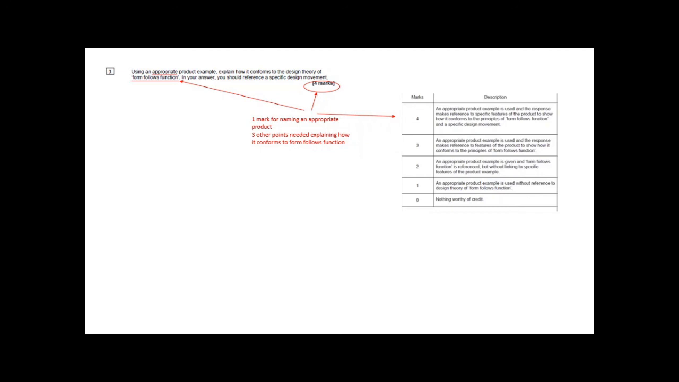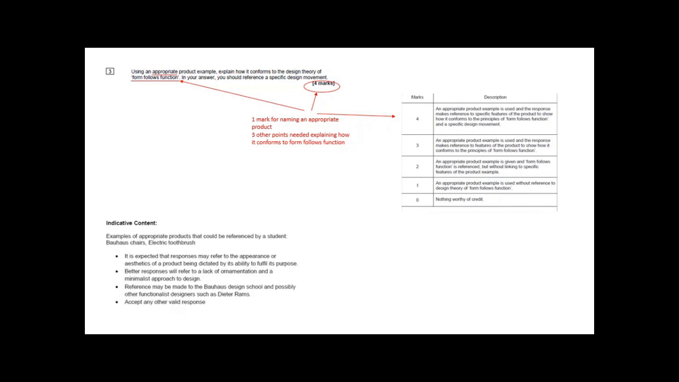So 4 marks, you get 1 mark for naming an appropriate product, and then 3 other points needed to explain how it conforms to form follows function. Form follows function essentially means that it's a product that works really well in the first instance, and then afterwards it's made to look nice. So examples will be things like the Bauhaus chair or electric toothbrushes. Bauhaus is the German design school, so their whole belief was form follows function. They were very, very efficient, very well made, a lot of machining.